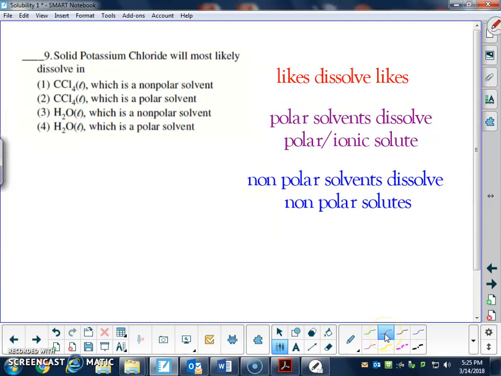So let's look. CCl4, that is nonpolar. Remember, it's nonpolar because it has symmetry. It's a symmetrical molecule. You need to remember that. Nonpolar, which is a nonpolar solvent. All right. Potassium chloride, however, what is potassium chloride? This is a metal. This is a nonmetal. So therefore, we have an ionic compound here. This is an ionic. So ionic will not dissolve in a nonpolar solvent. So that is not going to happen.